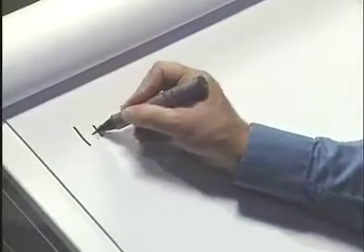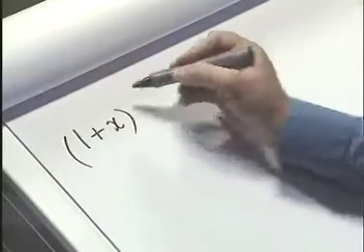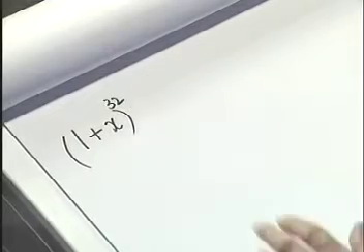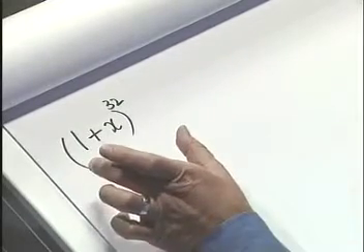Now, let's suppose we want to look at a more complicated problem. Suppose we want to work out (1 plus x) to the power 32. Now, you would never use Pascal's triangle to attempt this problem because you'd have to generate so many rows of the triangle. But we can use the binomial theorem.